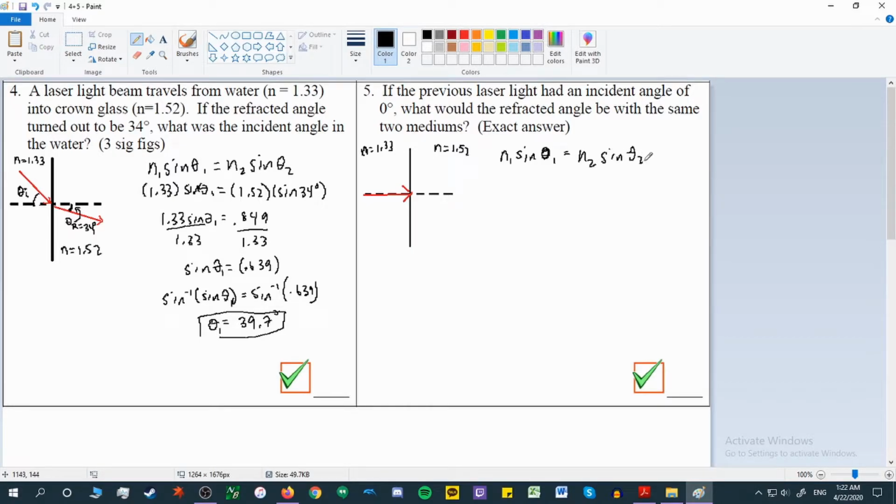So we're going to write that down, n1 sine theta 1 is equal to n2 sine theta 2. And once again, the problem might look different, but it's the same plug and chug. Similar conditions. Initial index is 1.33. And now the incident angle they're telling us is 0 degrees. We know the second index is 1.52. And we are asked to find this refracted angle. Alright, so let's do a little bit of math. Sine of 0 is 0.